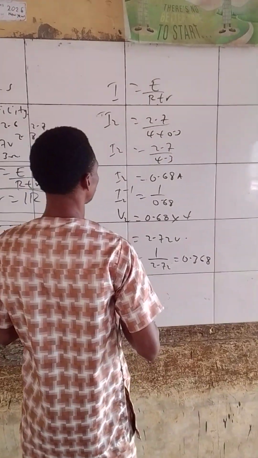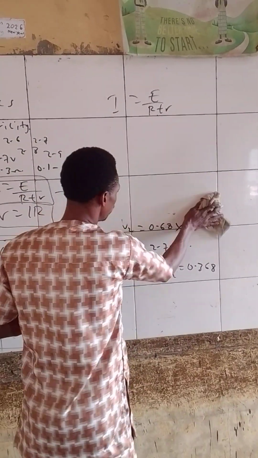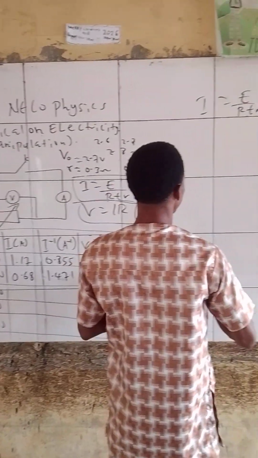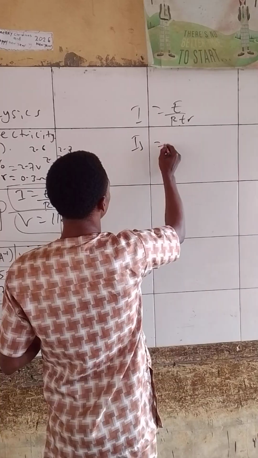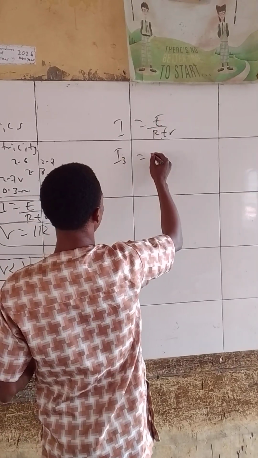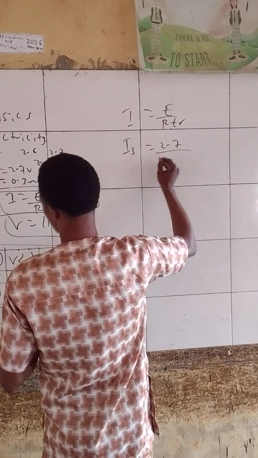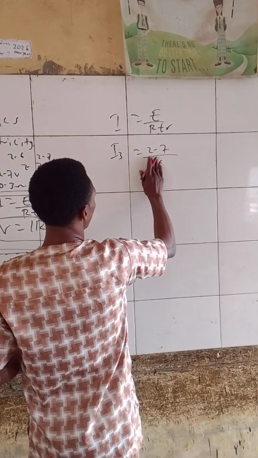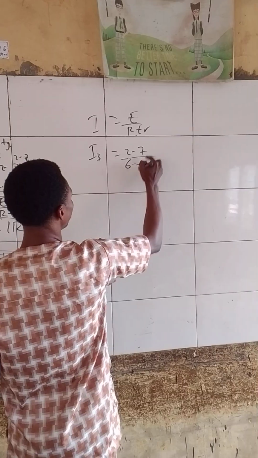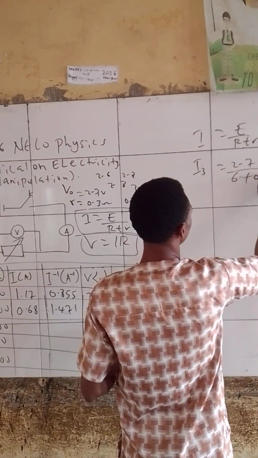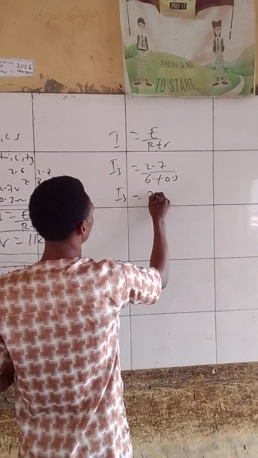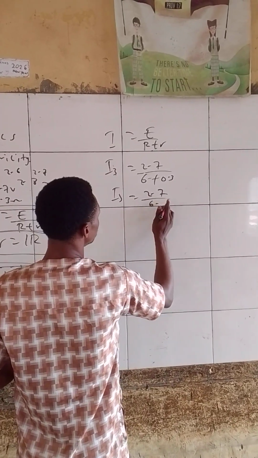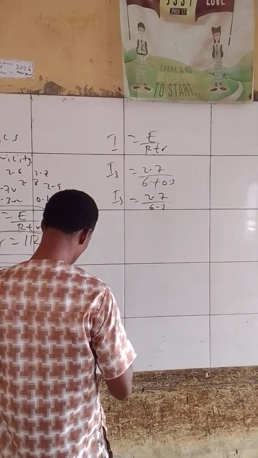I'll go for the third one. The third current now, and don't forget, the third current here. So that is I3. Because my voltage is 2.7 over the third resistance, which is 6, that is 6 plus my internal resistance, 0.3. So my third current will have 2.7 over 6.3. So I'll punch the calculator now.